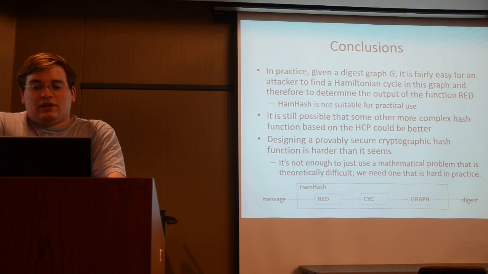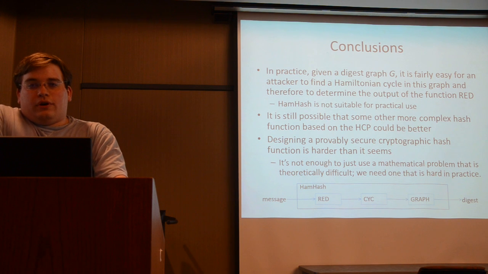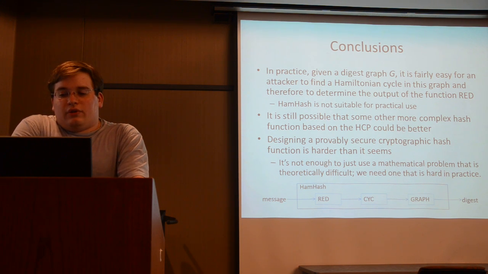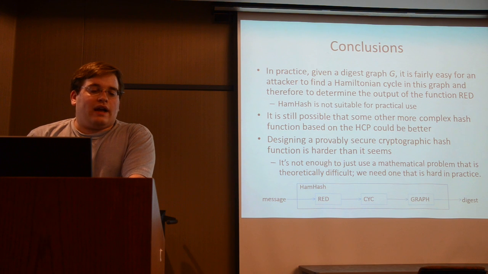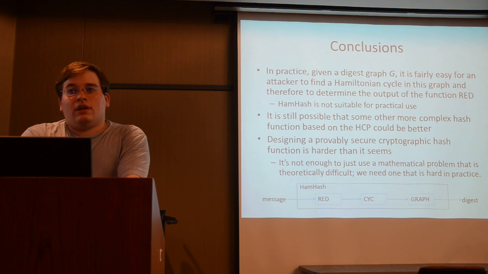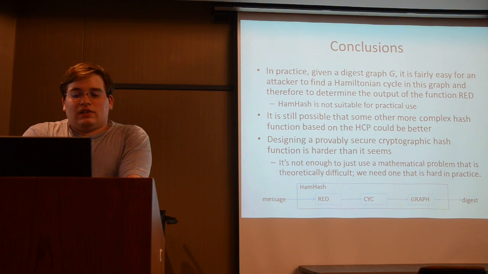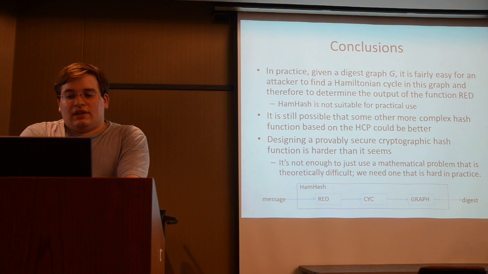So the conclusions are, in practice, if you're given a digest graph G, it's very easy to find some Hamiltonian cycle in that graph, and therefore it's pretty easy to determine one possible output of the function red. So we consider ham hash probably not suitable for practical use, not because the whole thing is cryptographically insecure, but because all of this other stuff that's layered on top of the regular hash function in red, like SHA, ends up being useless. The pre-image resistance of the whole function is entirely dependent on the pre-image resistance of red. So there isn't any point in using any of this other stuff. All it really does is make your digest really, really huge and kind of impractical.